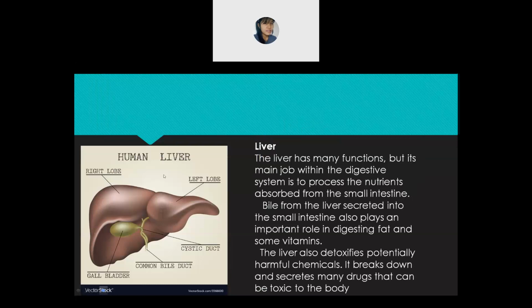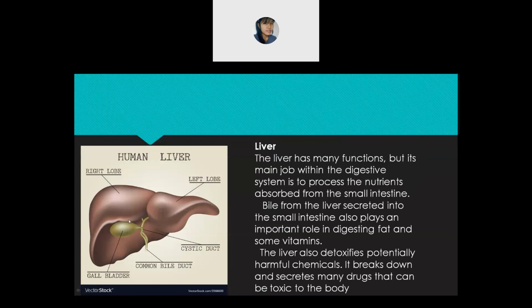Okay, so this liver is again divided into two parts. This is the right lobe, and this is the left lobe. Don't forget, right lobe and the left lobe. And what is the function of this liver? The function of the liver is to absorb all the nutrients from the small intestine. Whatever food is coming from the small intestine, they will absorb all the nutrients.